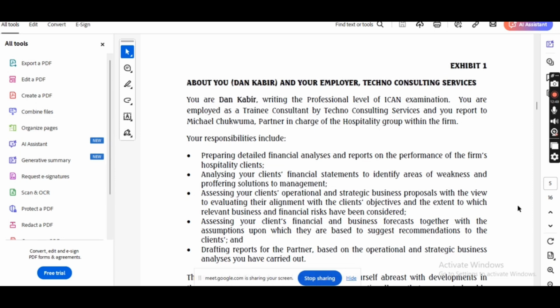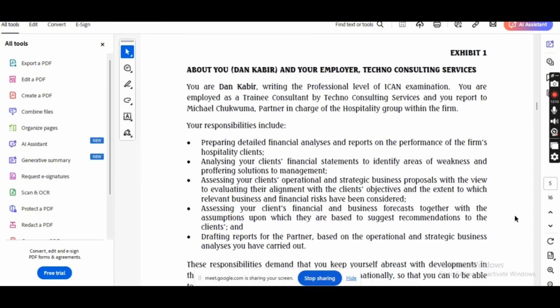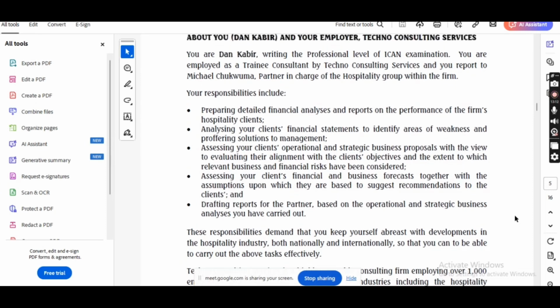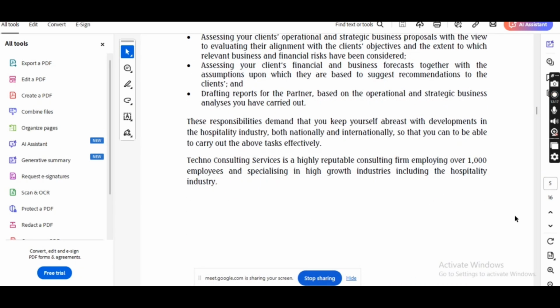Now, drafting a report based on the operational and strategic business analysis you have carried out means that as a trainee, of course, you don't expect your partner to be doing all this kind of small job. You have to do it. Of course, you draft a report and send it to the partner, and the partner will read it before sending to the board of Travis Hotels.